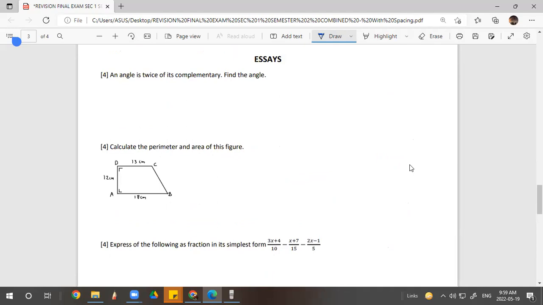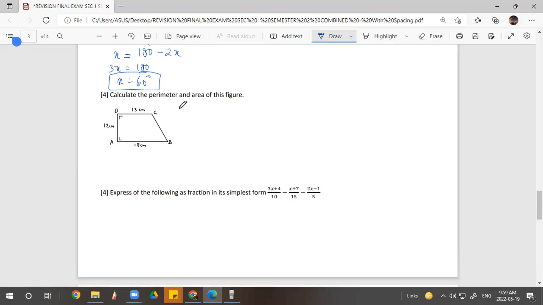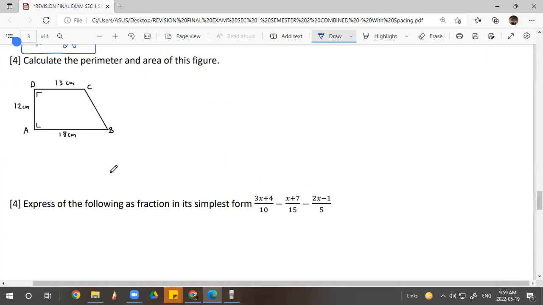An angle. We don't know the angle. Let's say x is twice its complementary. Remember complementary? They add up to 90. So the complementary of x is 90 subtract x, right? So x equals 2 times (90 minus x). You multiply using the rainbow rule: 180 minus 2x. Then you put the negative 2x on the left side: 3x equals 180, and x will be 60. That's all the working. You need to provide all the workings. 4 marks.